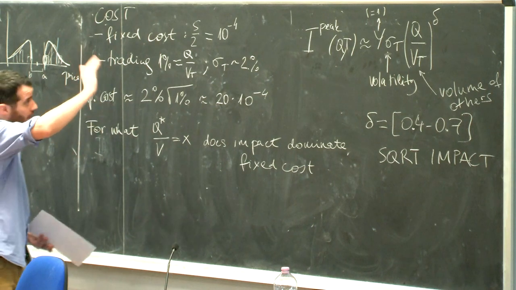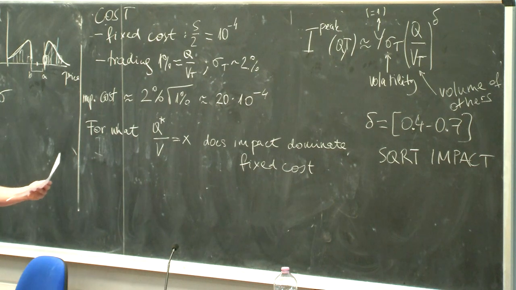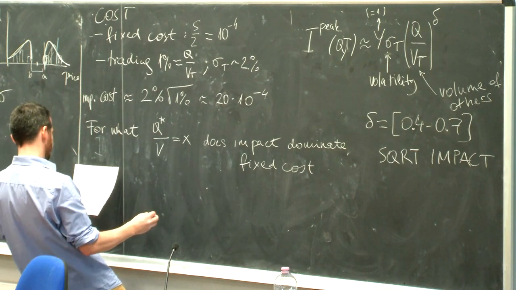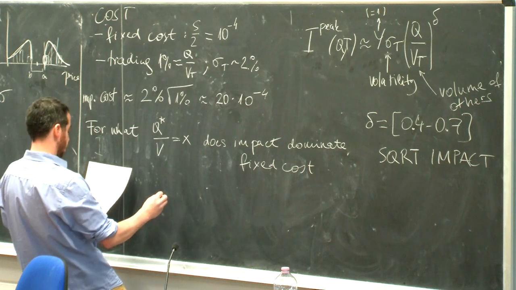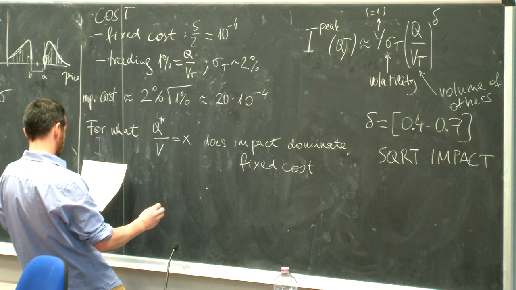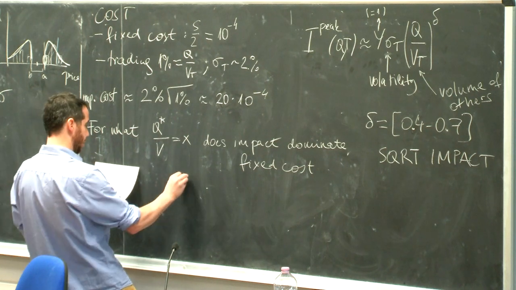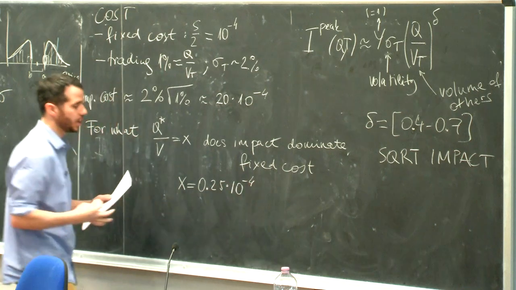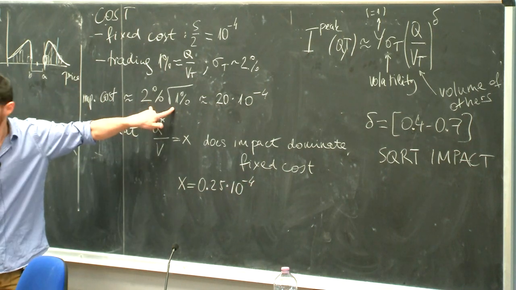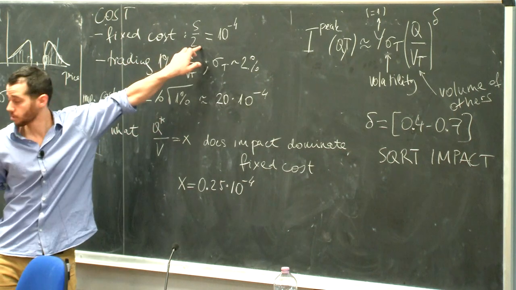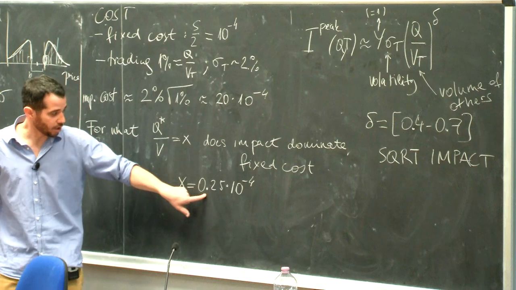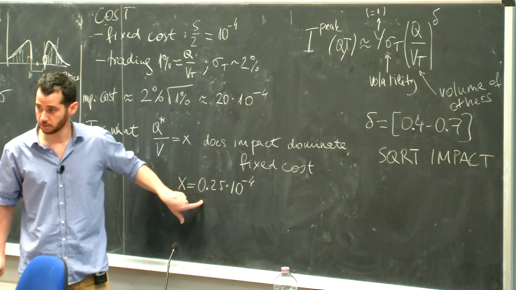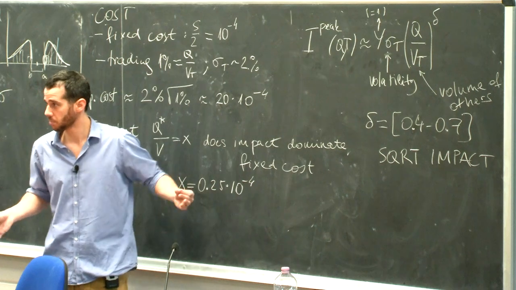Taking the same numbers, one can write up, I hope I didn't make an error, the same thing. What would come up is the following: X would be something like 0.25 times 10 to the minus 4. What I'm doing here is looking for the X for which this thing becomes 1 BP, equal to this. So X is your fraction of the market that you're taking. You're slightly larger than 1 in 100,000. So it's a small number, at least it seems relatively small.